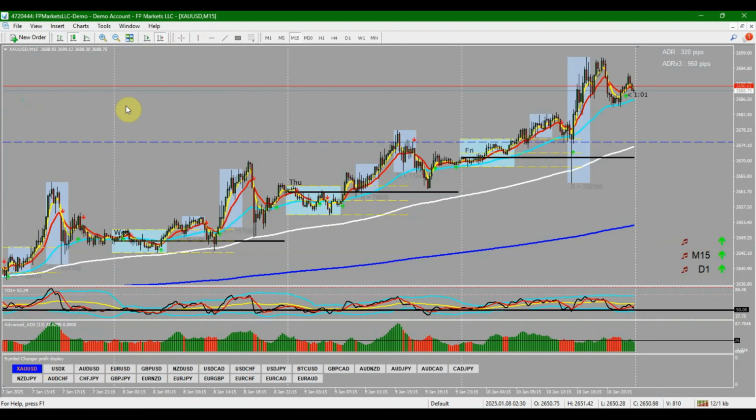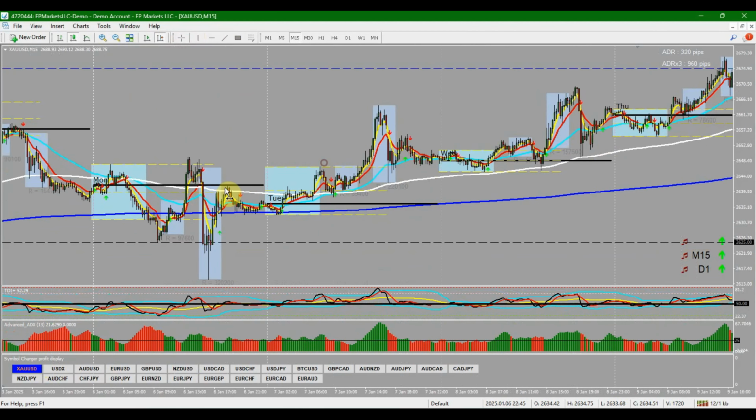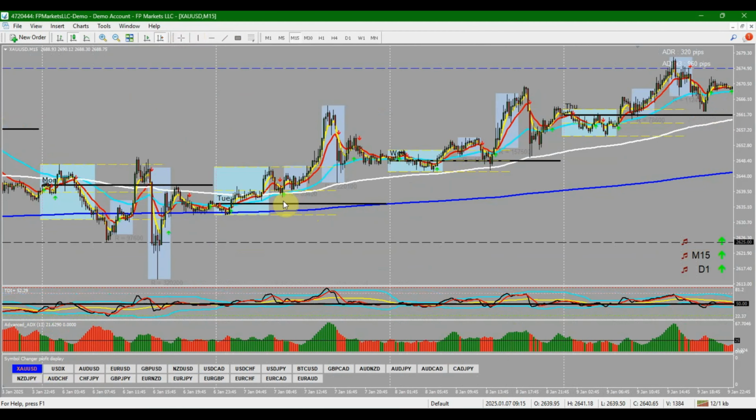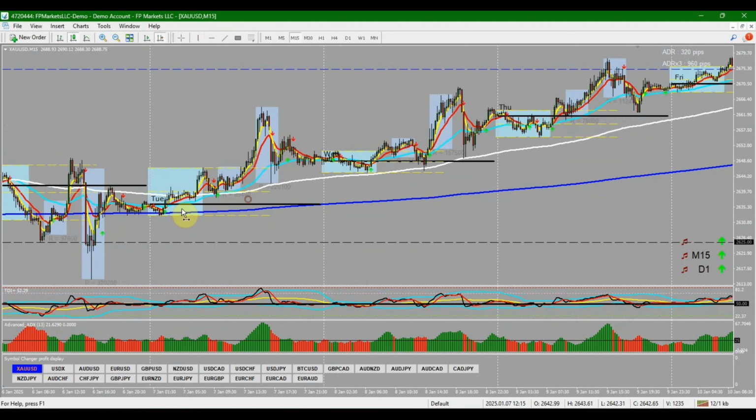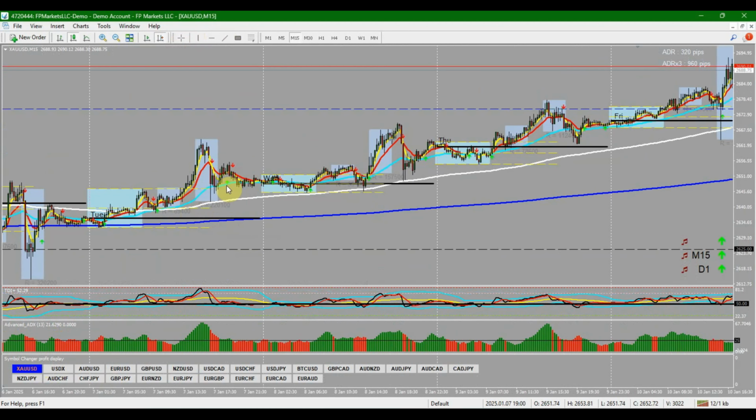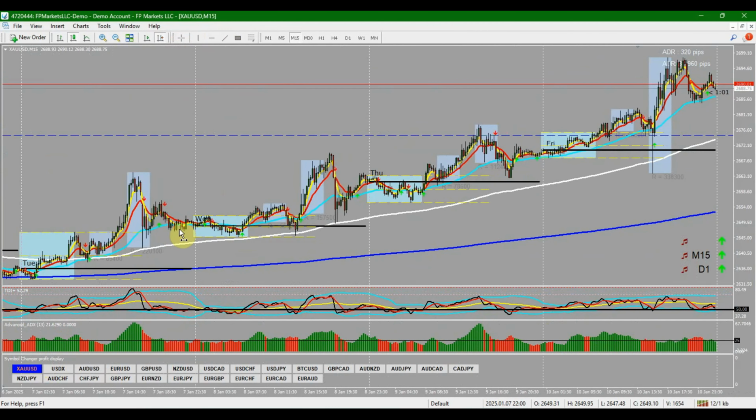Similarly, if we were to look at another pair, like here, when we had our 50 and 200 cross, in this case the 200 is below the 50, or the 50 is above the 200. What did we have? We had a beautiful movement to the upside. Now we can have a directional bias.